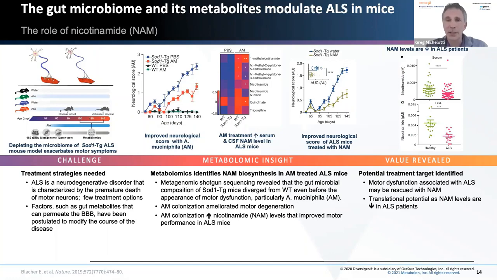Indeed, in the next slide, they treated these transgenic mice with nicotinamide and saw a vast improvement in the neurological score. Of course, this is a preclinical model, so bringing it back to humans, they wanted to test the clinical relevance of this. They looked at both the serum and CSF isolated from ALS-afflicted patients relative to age-matched and gender-matched controls. The last panel shows that ALS patients do in fact show evidence of a depletion of nicotinamide. Of course, this is under current investigation to see if this could have high clinical utility in the treatment of ALS.